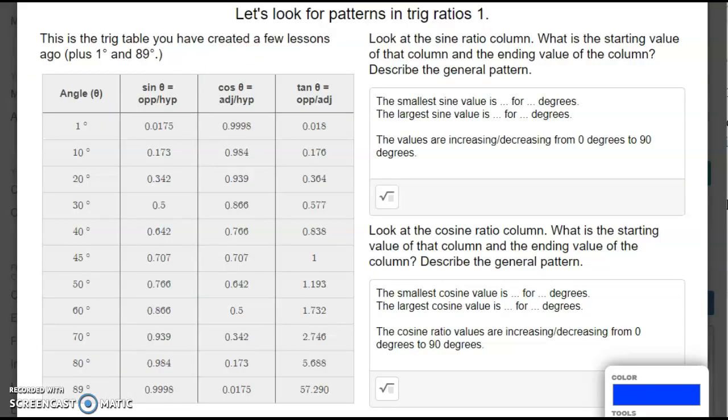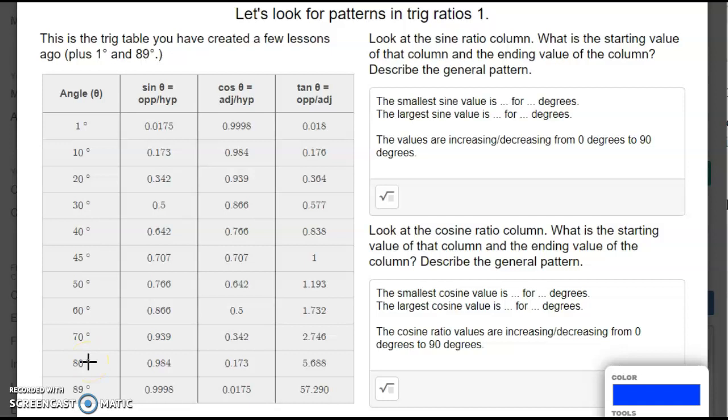So this is the trig table you created a few lessons ago, plus 1 degree and 89 degrees. I've just added those in at the beginning and at the end so that you could see how it might behave as the angles become really, really small and really, really big. Look at the sine ratio column. What is the starting value of the column and the ending value of the column? Remember the angle is increasing from 1 all the way to 89.